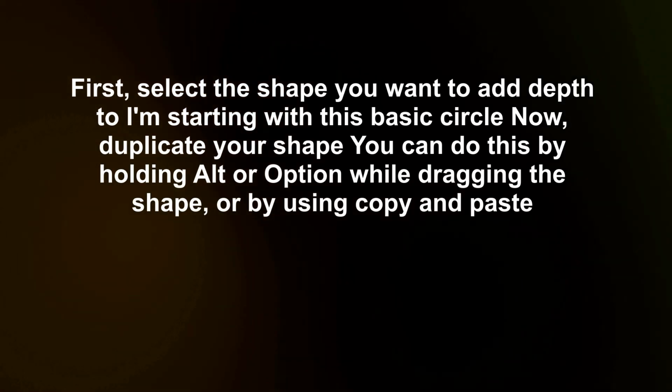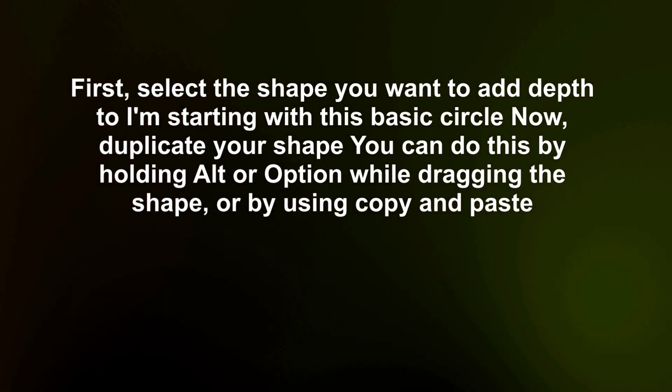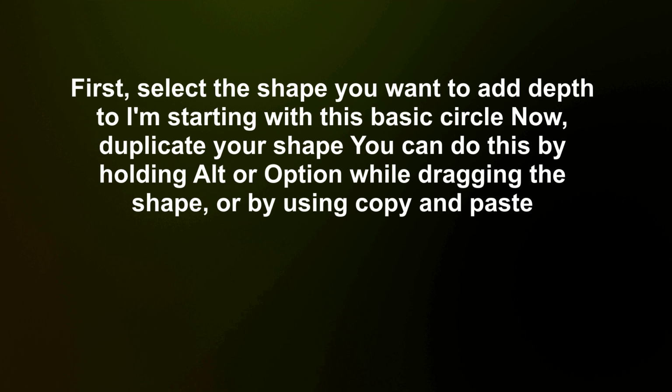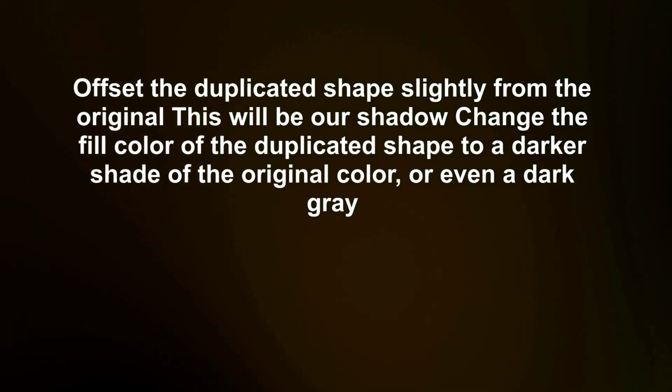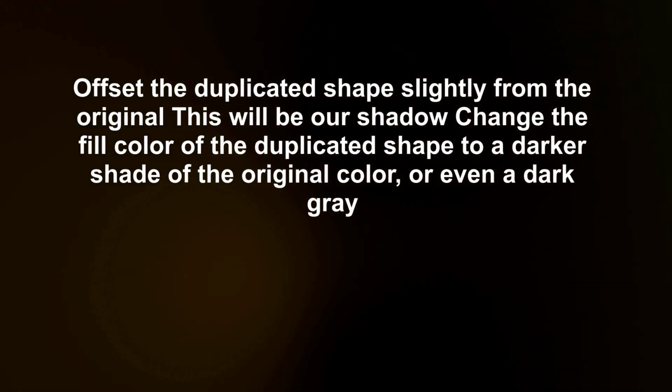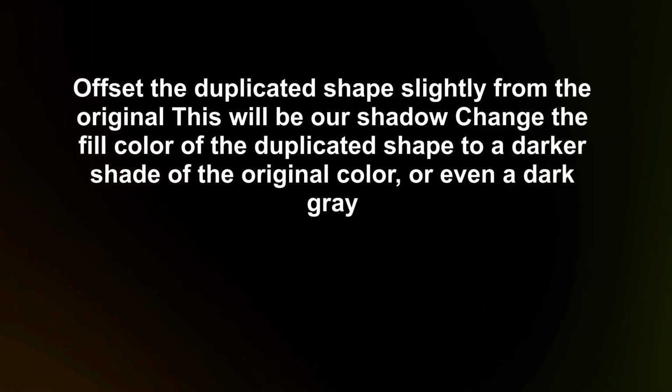Duplicate your shape. You can do this by holding Alt or Option while dragging the shape, or by using copy and paste. Offset the duplicated shape slightly from the original. This will be our shadow. Change the fill color of the duplicated shape to a darker shade of the original color, or even a dark gray.